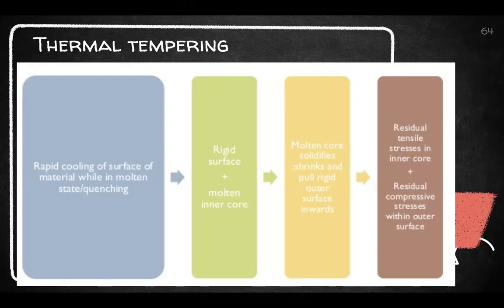So, as I told you, it's a molten mass, and only the superficial surface is cooled by a jet of air. Once that cools down, beneath it the whole thing is molten. That slowly cools down, shrinks, and starts pulling the outer surface inwards. This causes again residual stress. So all these techniques are inducing residual compressive stresses into the material, and thus strengthen the ceramic core.